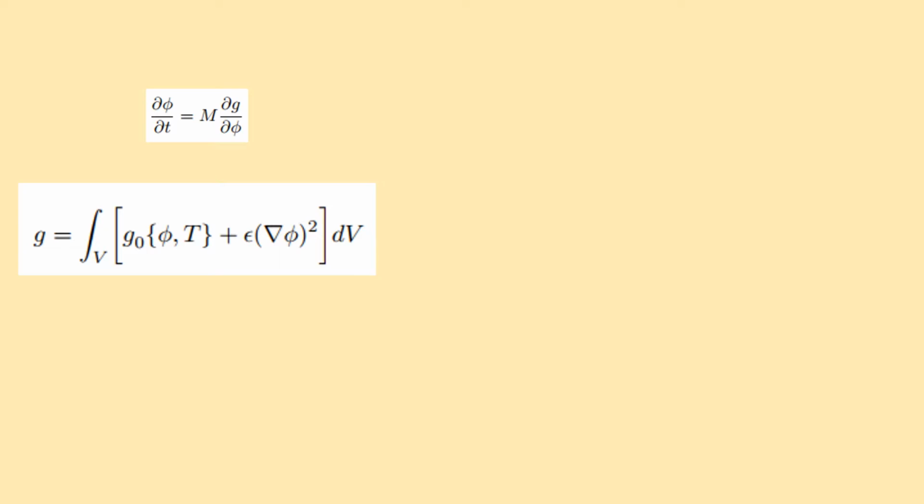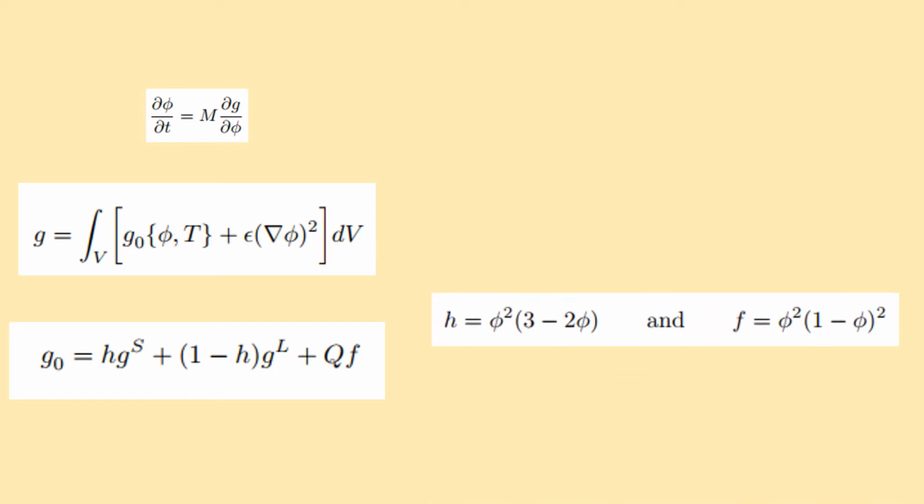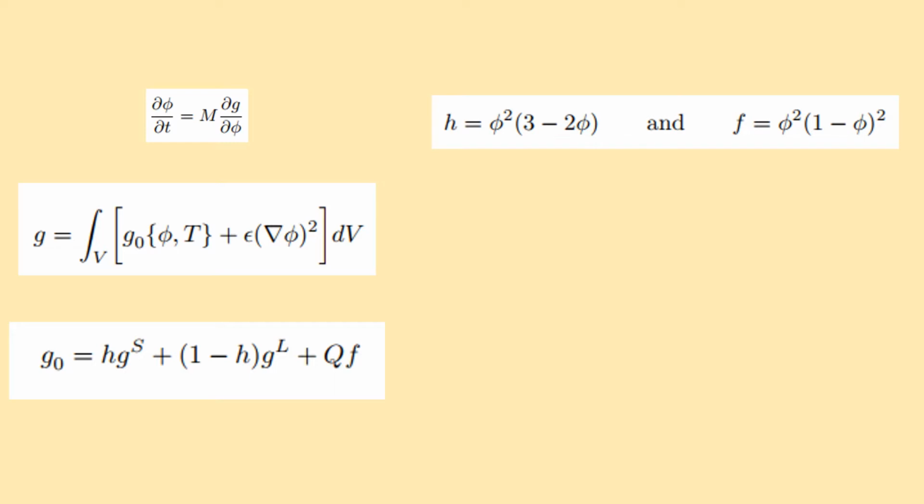The first term is the sum of the free energies of the precipitate and the matrix and may also contain a term describing the activation barrier across the interface. For the case of solidification, G0 is given by h times G_solid plus (1 minus h) times G_liquid plus Q times f, where G_solid and G_liquid refer to the free energies of the solid and liquid phases respectively, and Q is the height of the activation barrier at the interface. We can see that h and f are given by the following functions. Notice that the term h G_solid plus Q f vanishes when phi equals 0, that is, it is only liquid. Similarly, (1 minus h) G_liquid plus Q f vanishes when phi equals 1, that is, only solid. As expected, it is only when both solid and liquid are present that Q f becomes non-zero.